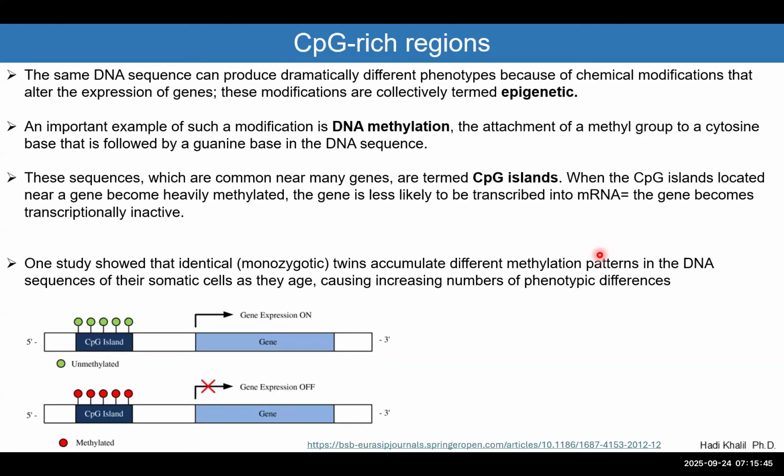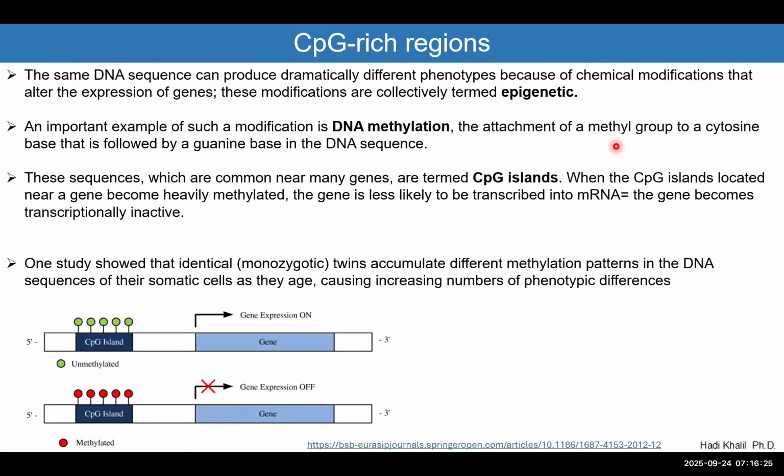Now, in DNA, we have a similar aspect that takes place. So the DNA sequence, if we take a small part of a gene or a promoter of a gene that has a sequence, right? Now we can modify the DNA of that sequence by simply adding an acetyl group or a methyl group. These are the two most famous. Okay, so the DNA sequences can produce dramatically different phenotypes because of chemical modifications.